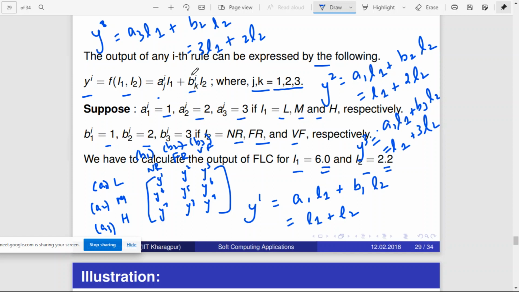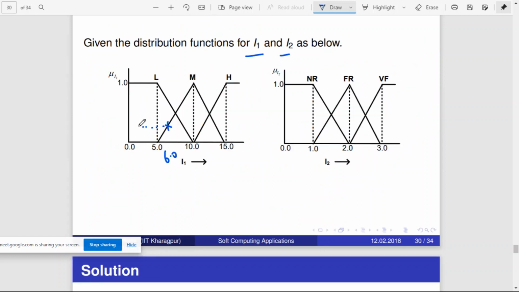L1 corresponds to low, medium and high, and L2 corresponds to near, far and very far. Okay, so 6.0, where will it come? This is 5, this is 10, so this point is maybe 7.5, so 6 will come somewhere here. It has some membership value for medium and also some membership value for low. So it comes in these two cases.